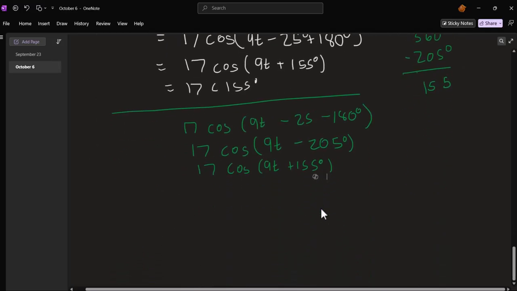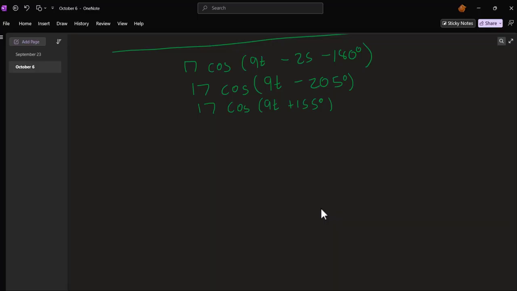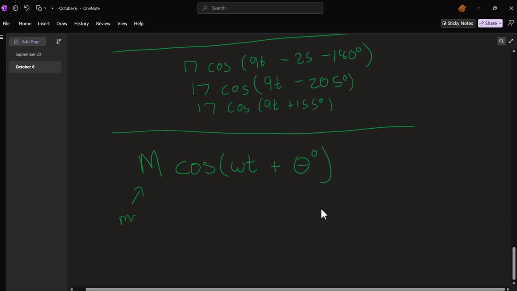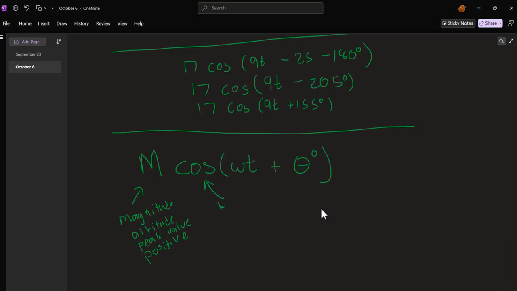What the quick summary so far is as follows. So if I have something that looks like m cosine omega t plus theta degrees, then this is my magnitude or my altitude or my peak value if I'm talking about a voltage or a current, and I want it to be positive. By convention, we use cosines instead of sines.